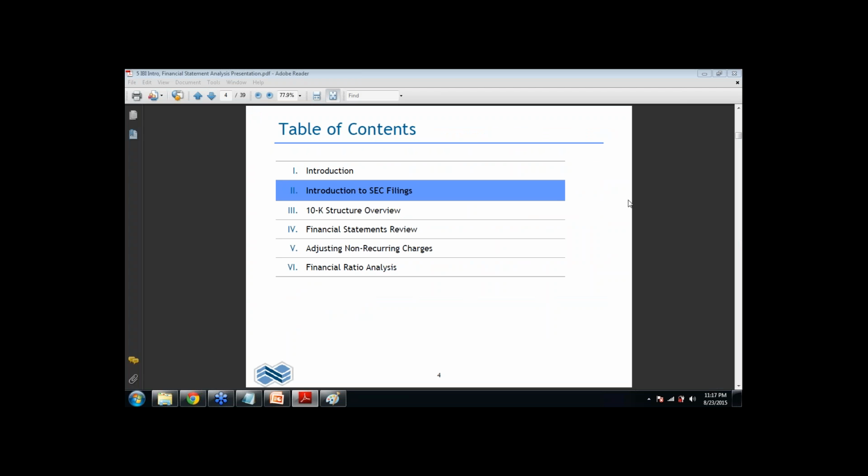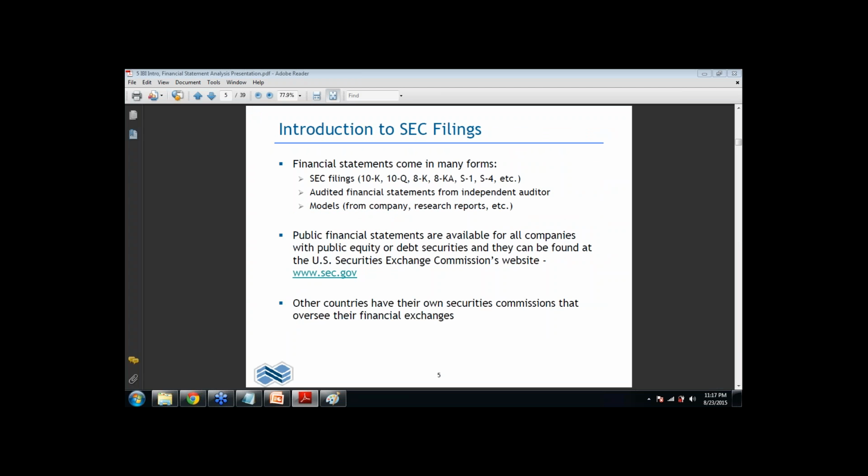The financial statements are created on certain standards. There are certain standards based on which we create the financial statements, which are generated by FASB, and it is called GAAP. They have different formats of documents in which the financial statements have to be presented. We call them SEC filings. The financial statements come in different formats like SEC filings, such as the 10K, 10Q, 8K, 8KA, S1, S4, and so on.